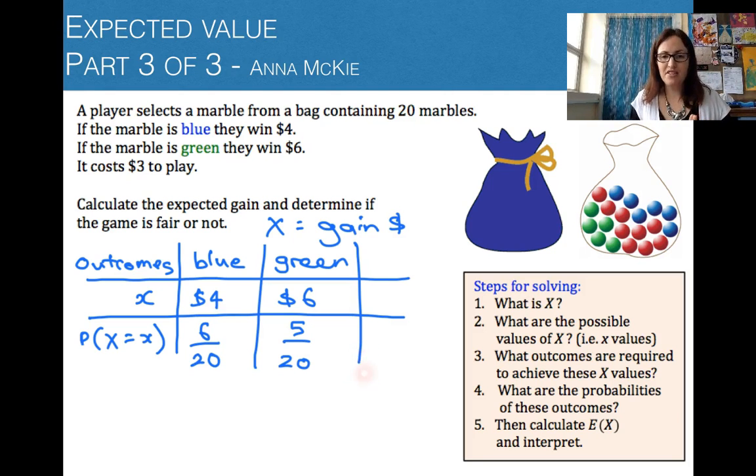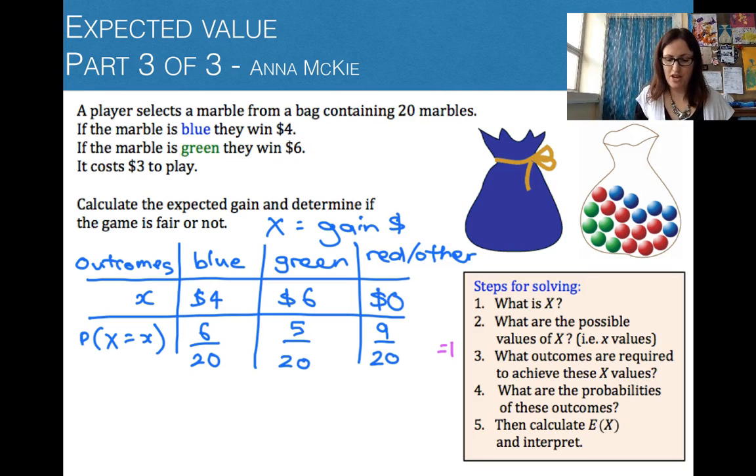And part of you might go, okay, that's the only thing the question's mentioned, I'll move on. But this is where you have to remember that this row here must add up to 1, all the probabilities. So what's left over? We've got the red marbles. And how many of them? There are 9 out of 20. And so you could call them red, or you might just say other, because you might have a scenario where it's any other colour. And how much do you get if you select one of those marbles? Well, it doesn't say, which means you're going to get nothing. So make sure you put in that outcome, that expected value for X.